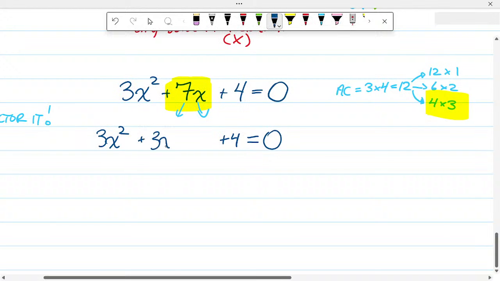Yeah, plus 3x and plus 4x. Could I have switched those two numbers and it would still work? Yeah, you bet. Then what do we do with this? We're factoring by decomposition, so we kind of deal with the first half.